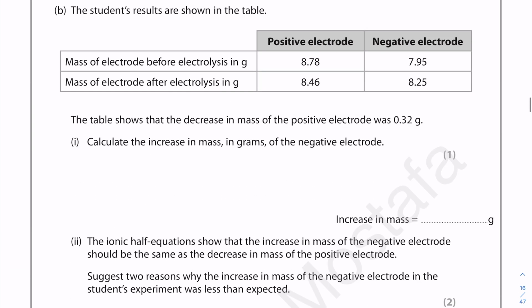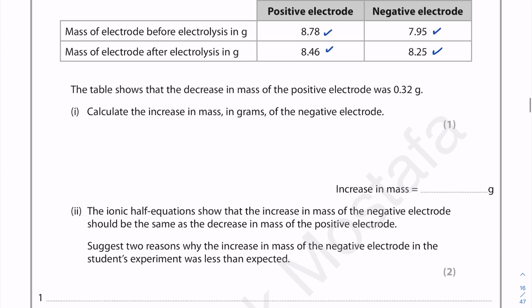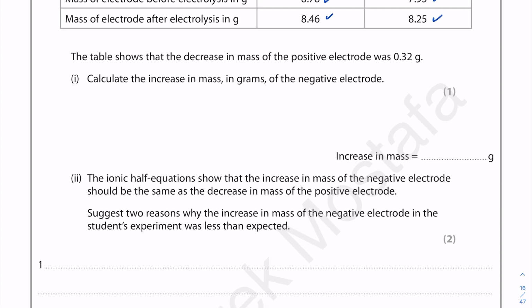طيب question B, the student results are shown in the table. positive electrode قبل وبعد electrolysis والnegative electrode قبل وبعد electrolysis. The table shows that the decrease in mass of positive electrode is 0.32 gram. Calculate the increase in mass in gram of the negative electrode.